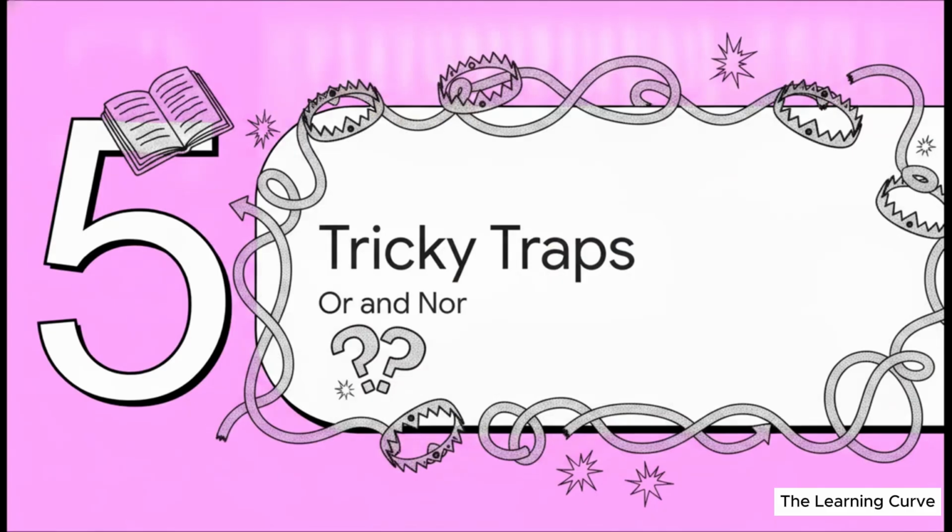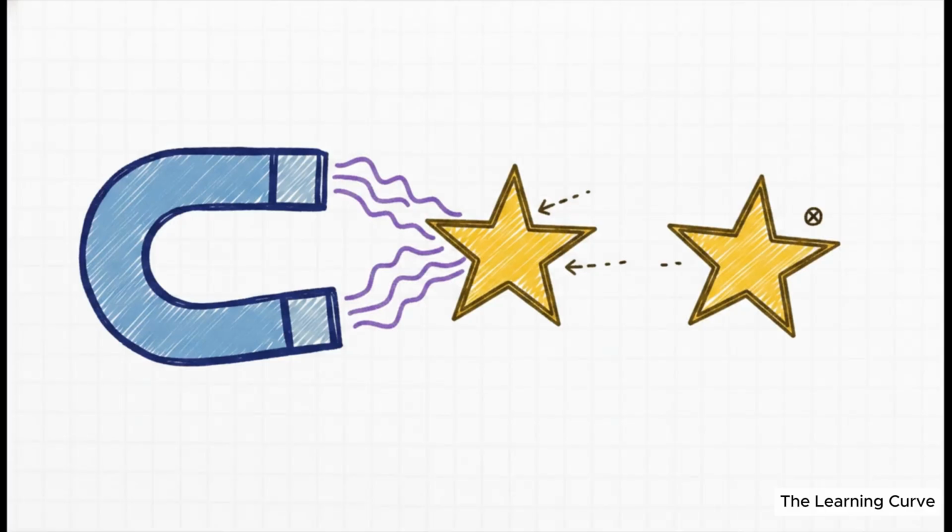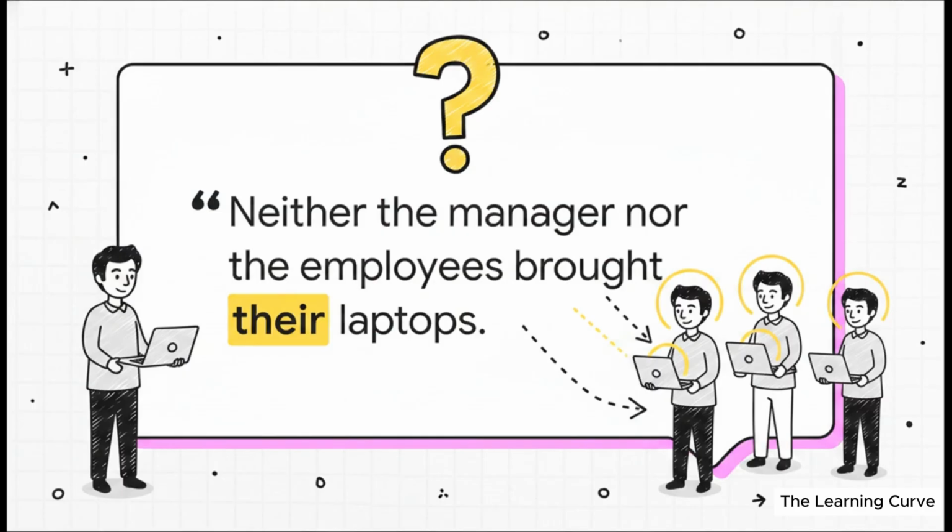Section 5, Tricky Traps, dealing with or and nor. Let's disarm one last trap together. When you have a sentence where two nouns are joined by the word or nor, which one gets to dictate the pronoun? Well, the answer is the proximity rule. You simply make your pronoun agree with whichever noun is physically closer to it in the sentence. That's it. Check out this example to see it in action.